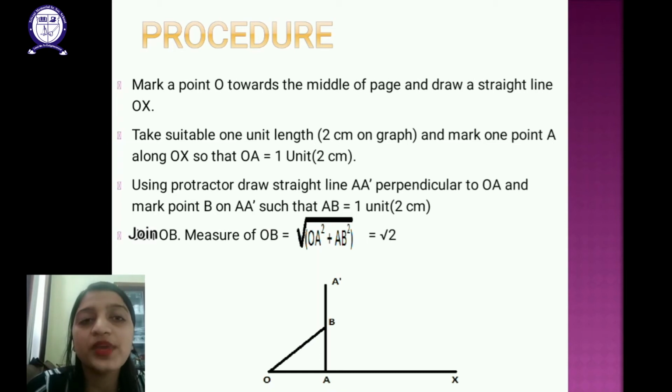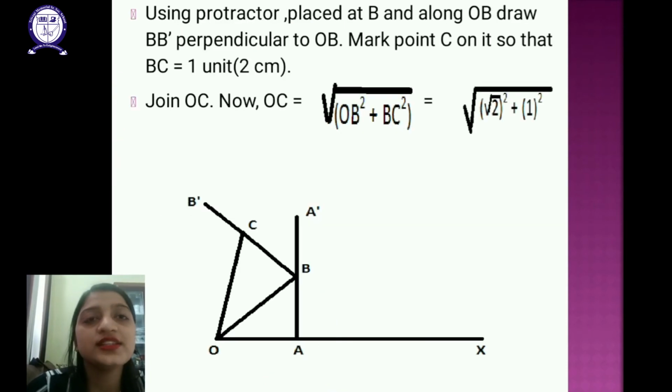And so my OB is root 2. Now coming to the next step, using a protractor placed at B along OB, draw BB dash perpendicular to OB. Taking OB and with point B, draw a perpendicular on OB as BB dash.